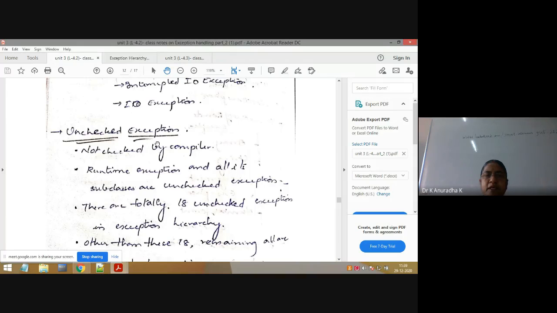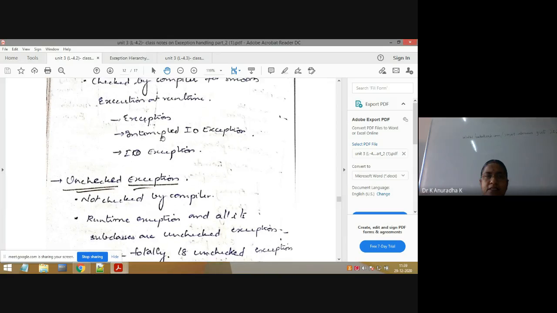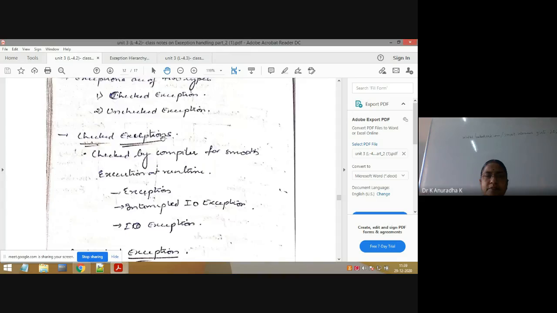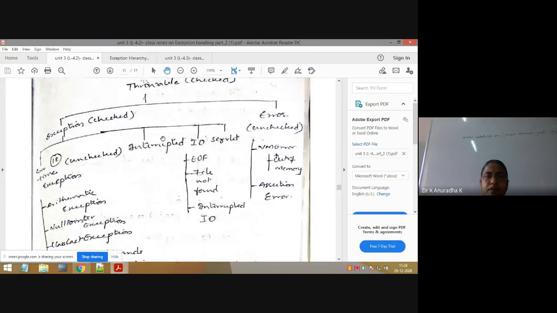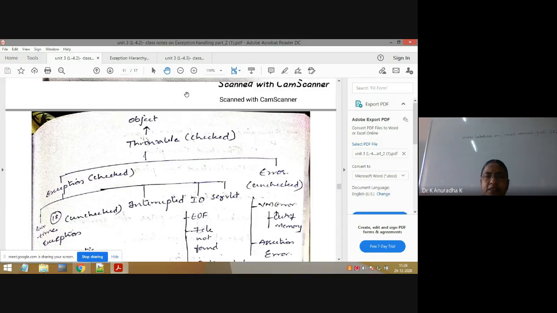With respect to the exception hierarchy, I will explain the classes for checked exceptions and also the classes for unchecked exceptions. Here I will explain. See, Throwable is the superclass for all the exception classes. And Object is the superclass of this Throwable class.